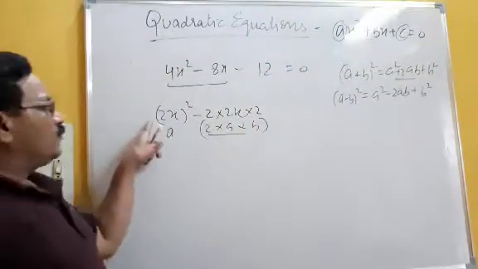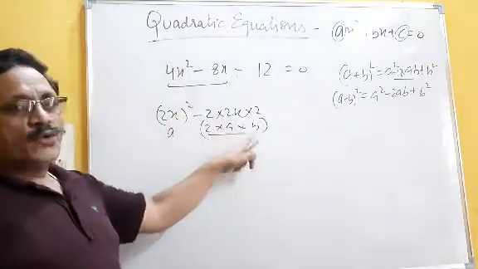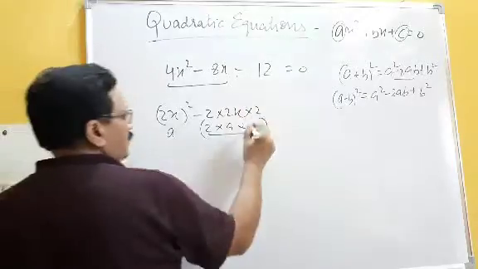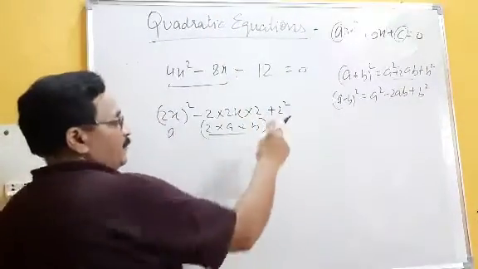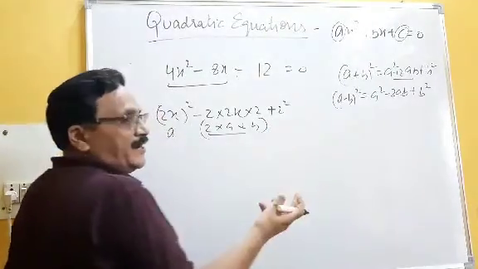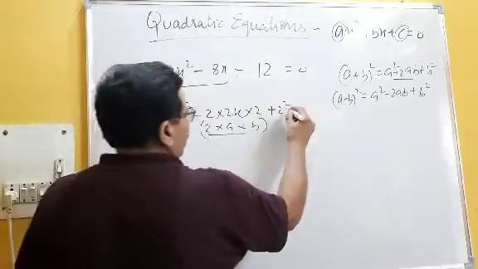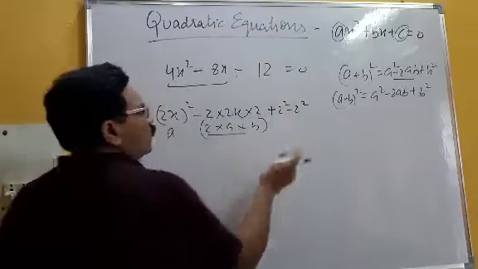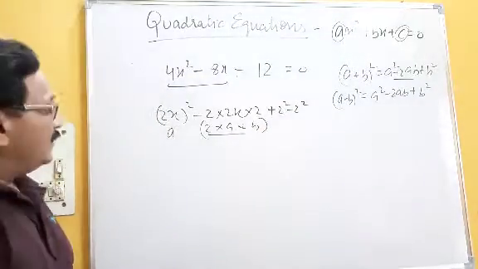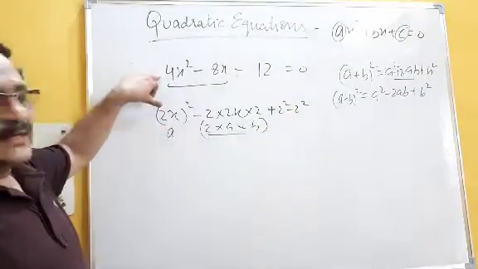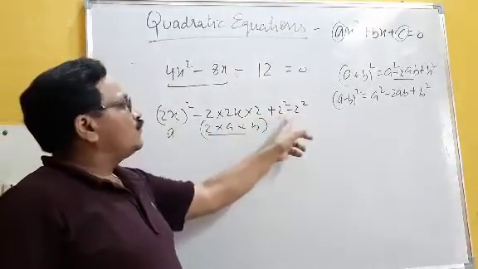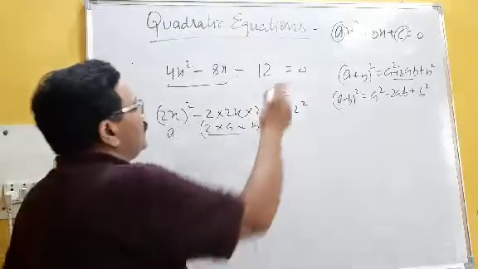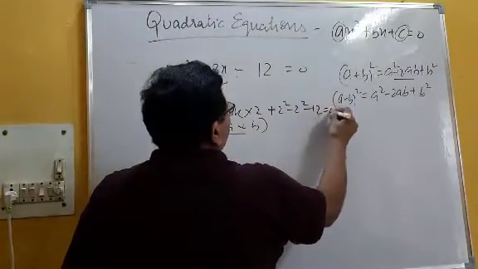a square minus 2ab form is there. So what is now b? b is 2. So I am writing plus 2 square. At the same time, because I am adding this from my side, I cannot just add, so at the same time I am subtracting 2 square. So there is no change in the equation. You can check: 2x square is 4x square. Then 2 into 2 into 2 is 8x. Then 4 square, this will cancel. And now the last term is left: minus 12 equal to 0.